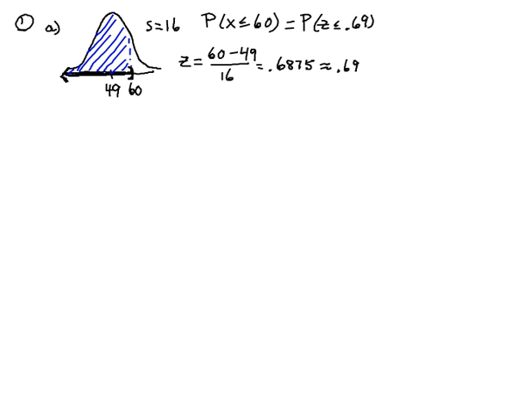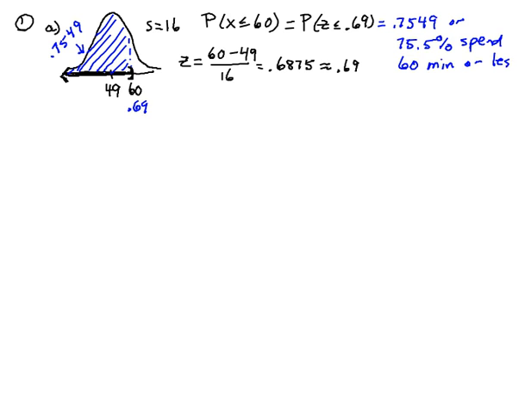0.69: 0.6 is the row, 0.09 is the column, and I get that the area from that z-value, and the z-value here is 0.69, that goes with the 60, the area under the curve down from that is 0.7549. And that's exactly what I want. So 0.7549, or 75.5%, spend 60 minutes or less time reading the journal.